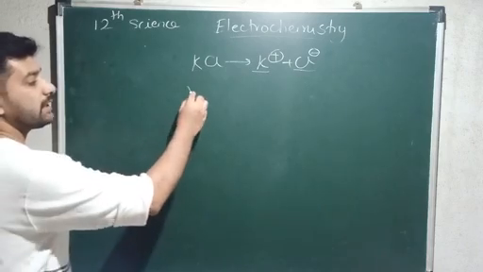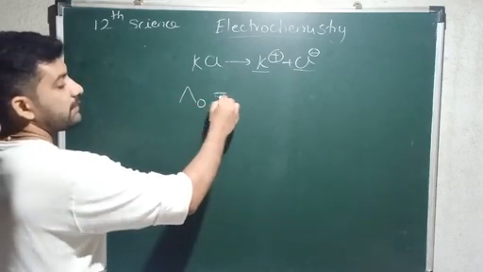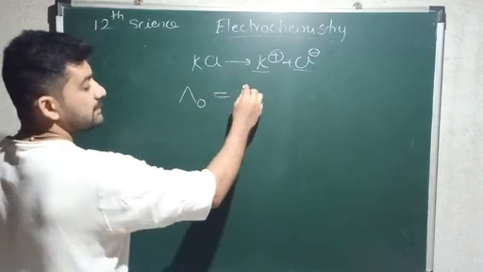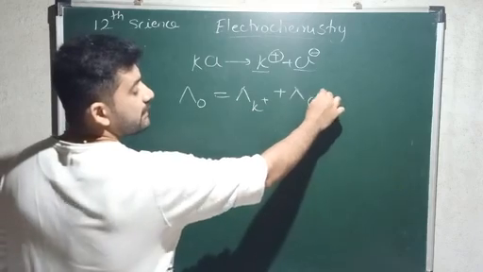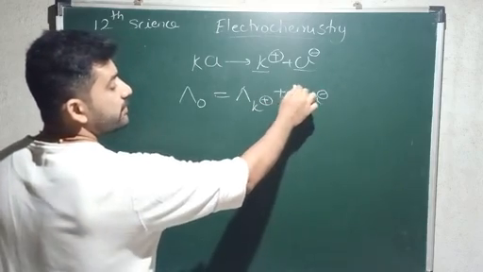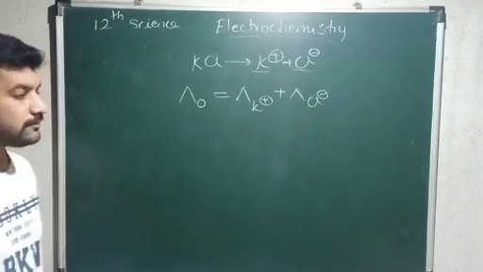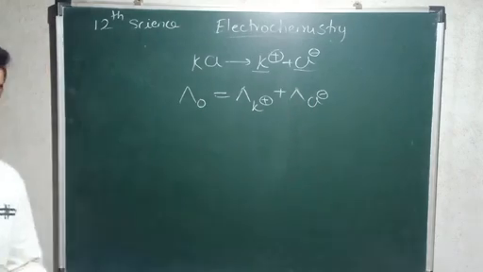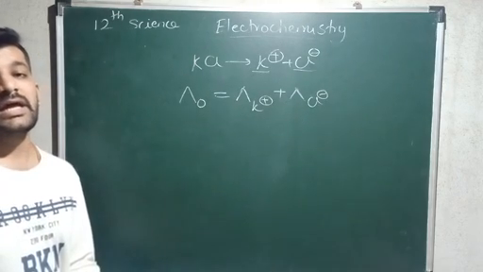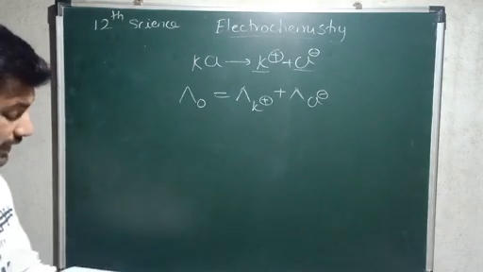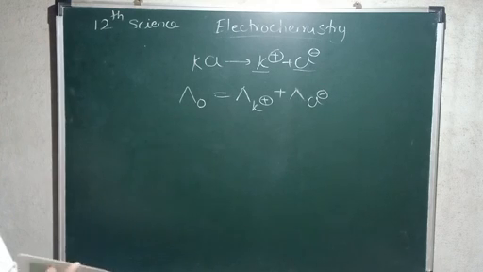So molar conductivity can be given as the conductivity of K plus ion and the conductivity of Cl minus ion, according to the law, at infinite dilution, both at infinite dilution. And this is possible only and only if they are strong electrolytes. But if they are not, then what?